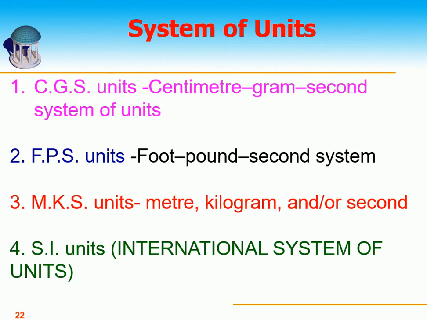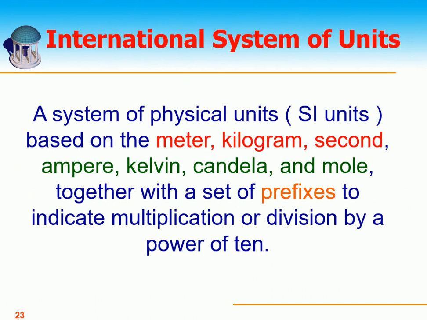A lot of units. The systems of units which we come across: the CGS system, where centimeter is the unit of length, gram is the unit of mass, and second is the unit of time. The FPS system is foot, pound, second, where foot is the unit of length, pound is the unit of force, and second is the unit of time. The MKS system is meter for length, kilogram for mass, and second for time. The SI unit is the International System of Units. It is a somewhat modified MKS system.